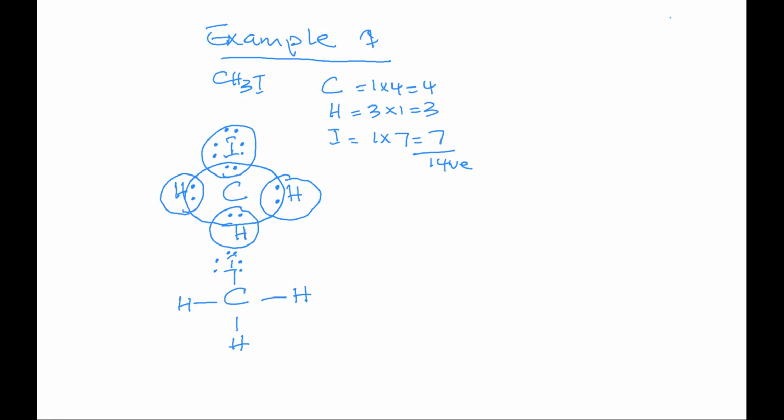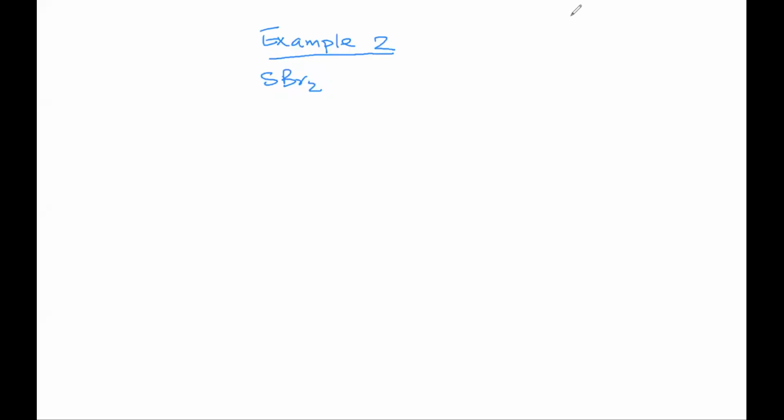So we go ahead and do the second one. Example 2, again, we determine the total number of valence electrons. Sulfur has 6 valence electrons. Bromine has 7. So 2 times 7, there are 2 of them, so 14, for a total of 20 valence electrons.